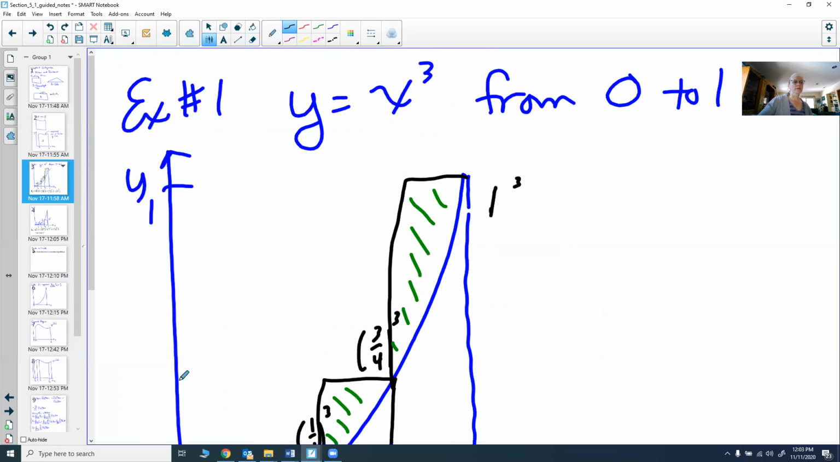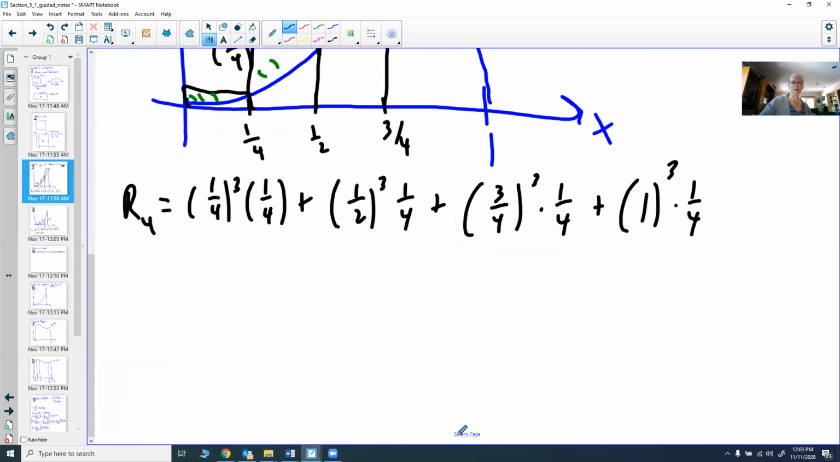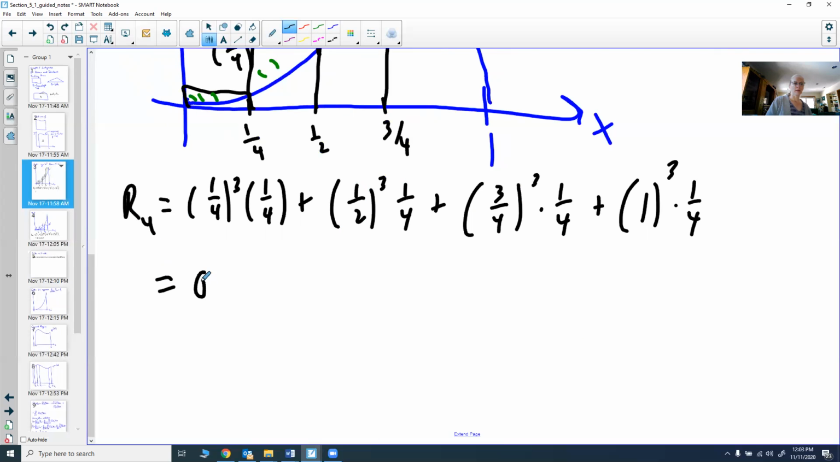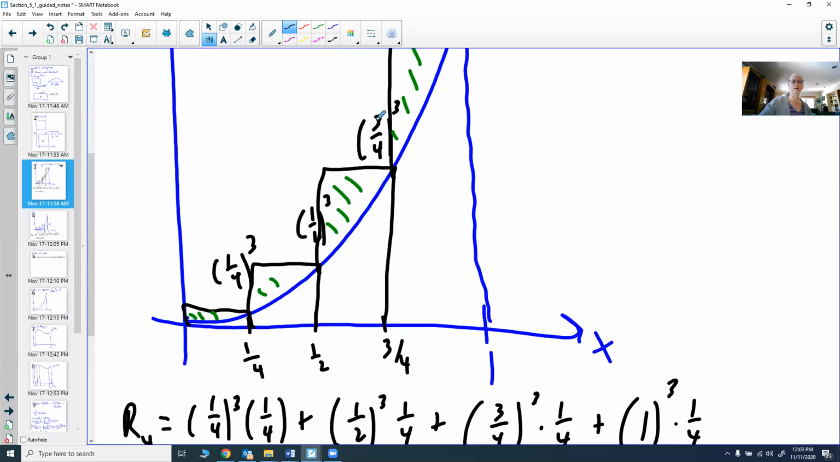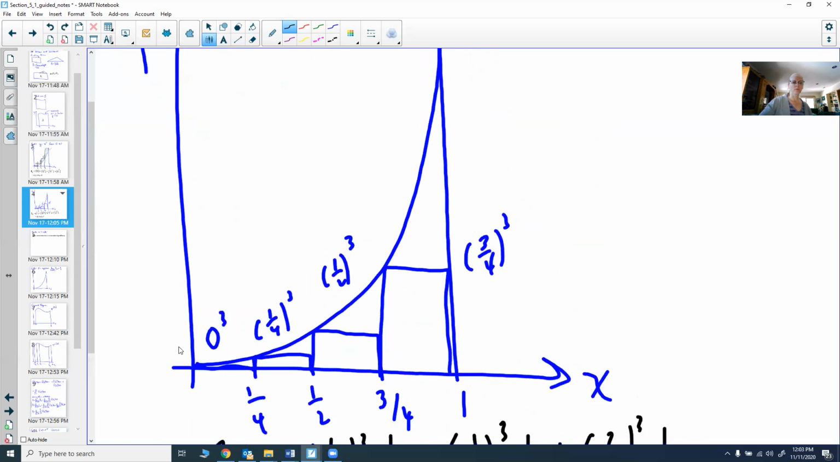The other one, if I went and did this one again using my calculator and just finding out what the values are, this one would equal 0.390625. And so I know that my true area is somewhere between those two values. Notice on this first one, we had an overestimate. We were way above what the value was. On this one, we're way below.